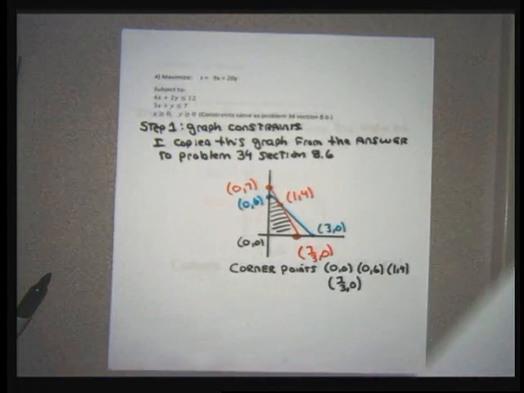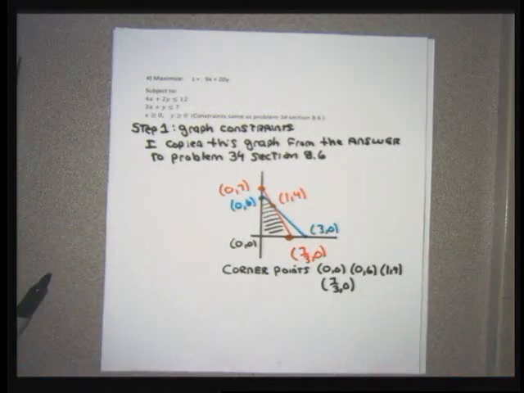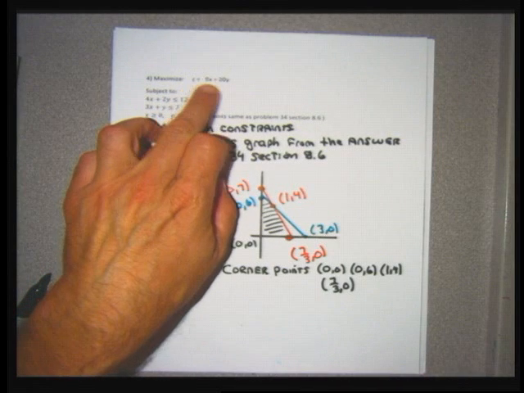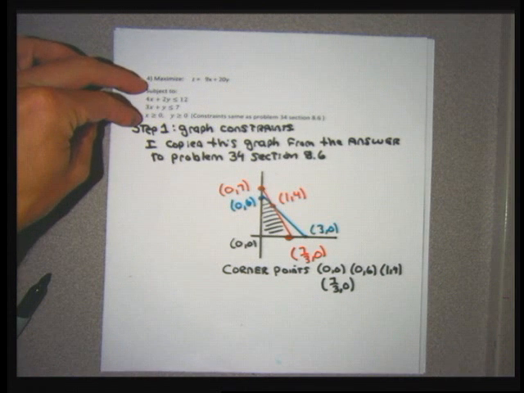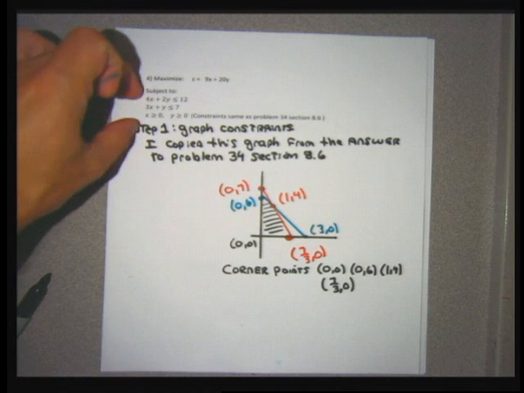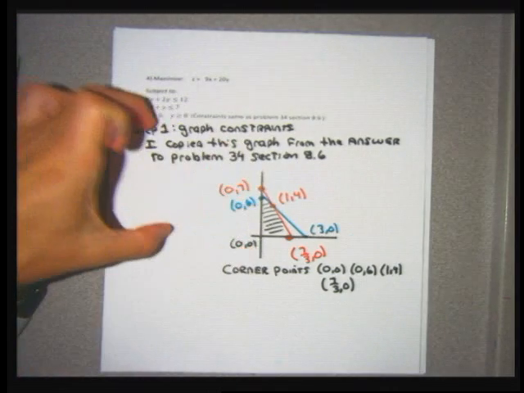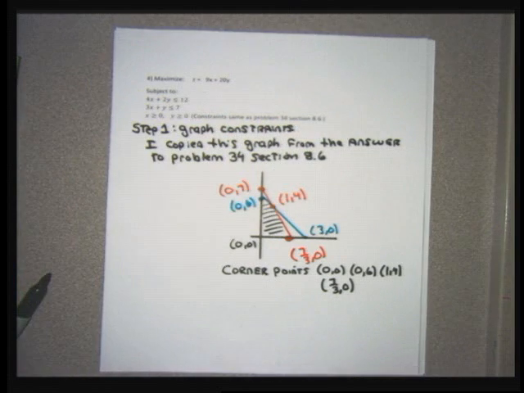Problem 4 also has its seeds from section 8.6. My goal is to find the biggest value that z can take for this equation, subject to these constraints. So, x likely can't be 1,000,000 because it's going to somehow violate the constraints. So step 1 was to take these constraint equations, graph them, and find the corner points, and that's exactly what I did when I solved problem 34 in section 8.6. I just took the sheet of paper that I wrote the answer to problem 34, section 8.6, when I did that video and copied it here.